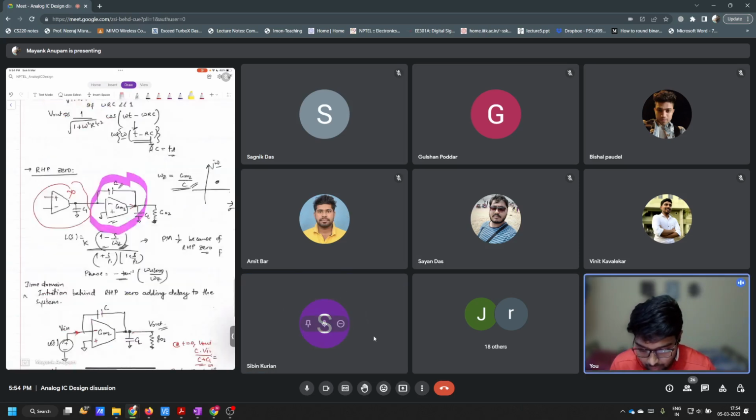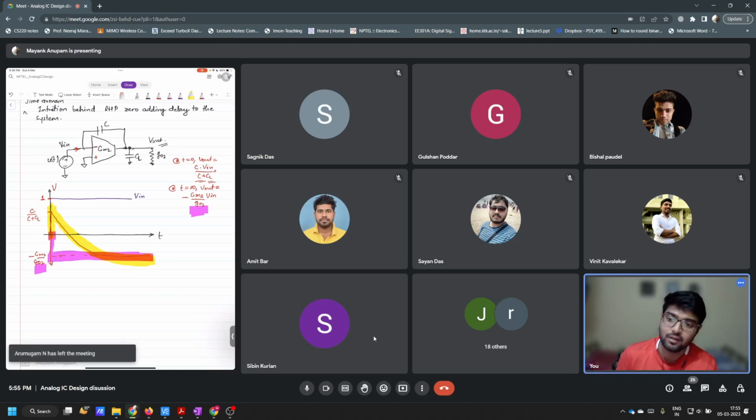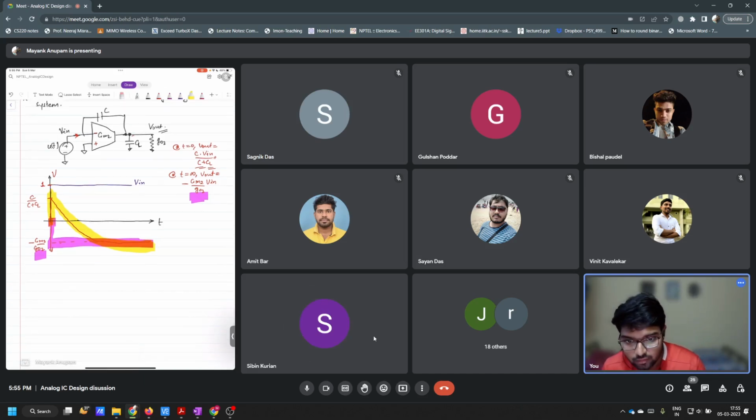But what happened here? You see, because of the 0, what happened? This is a right half plane 0, by the way. Because of this right half plane 0, this system actually moved in the wrong direction to where it should have gone, and then it realized that something is wrong, so then it started coming back in the correct direction. So, you understood, Sibin?